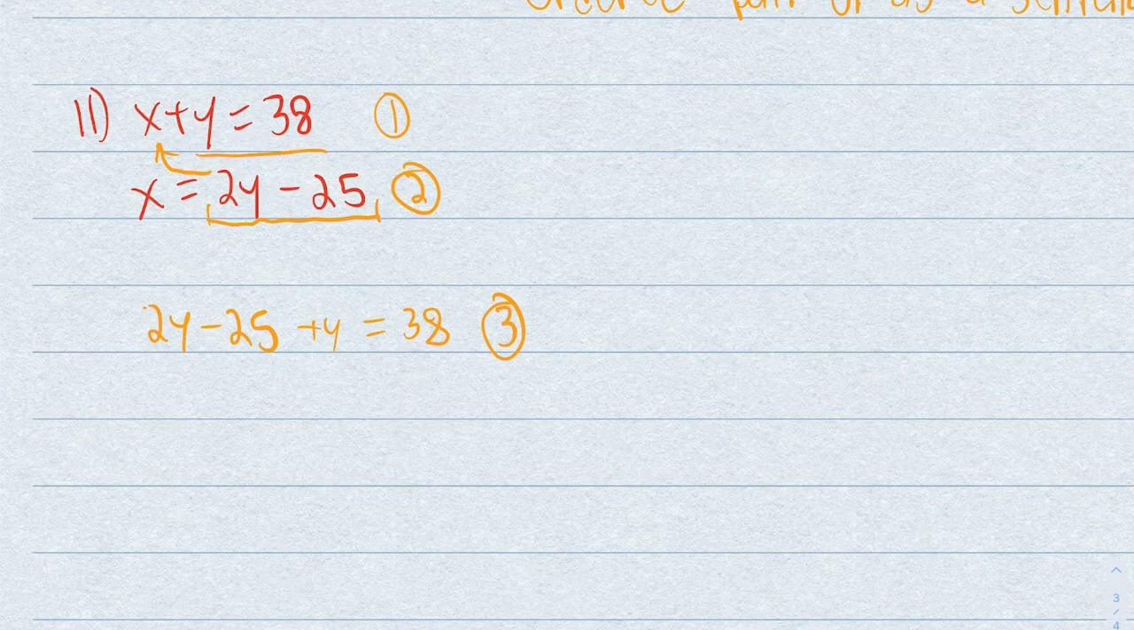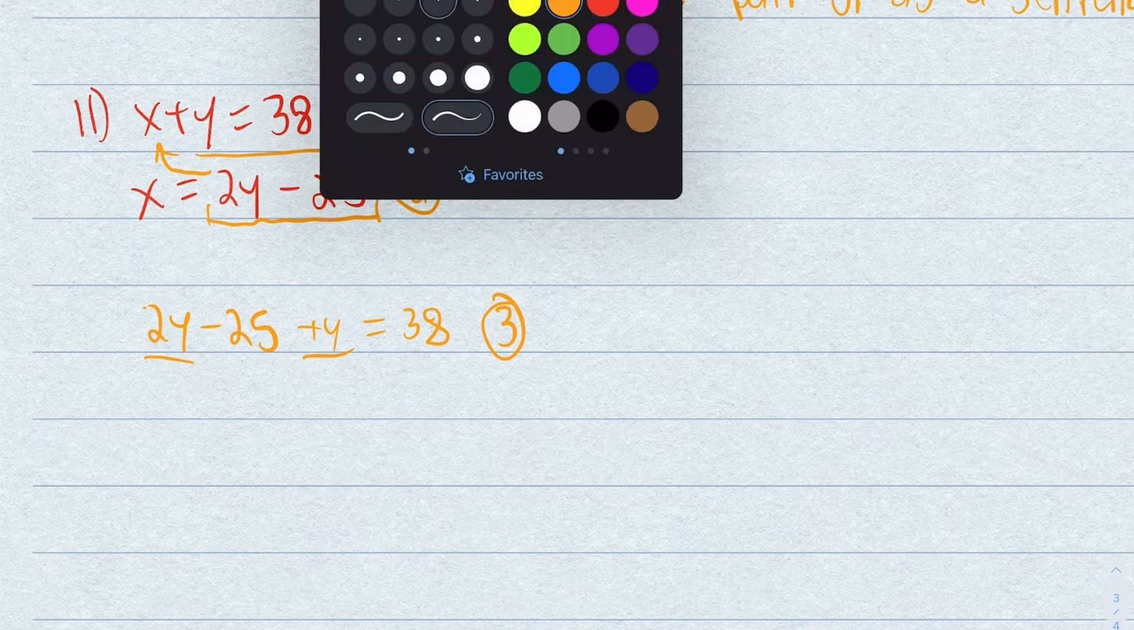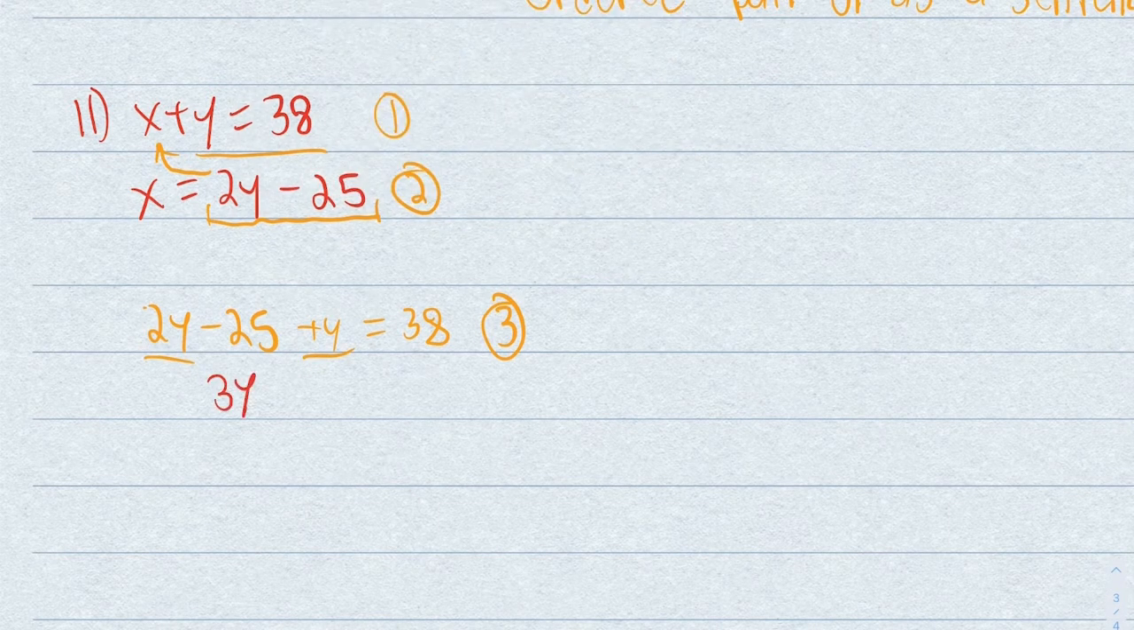Now let's simplify this. We have 2y minus 25 plus y. Since this is a y and this is a y, we can combine those to make 3y. And I'm going to go ahead and add this 25 to the right side. Plus 25.